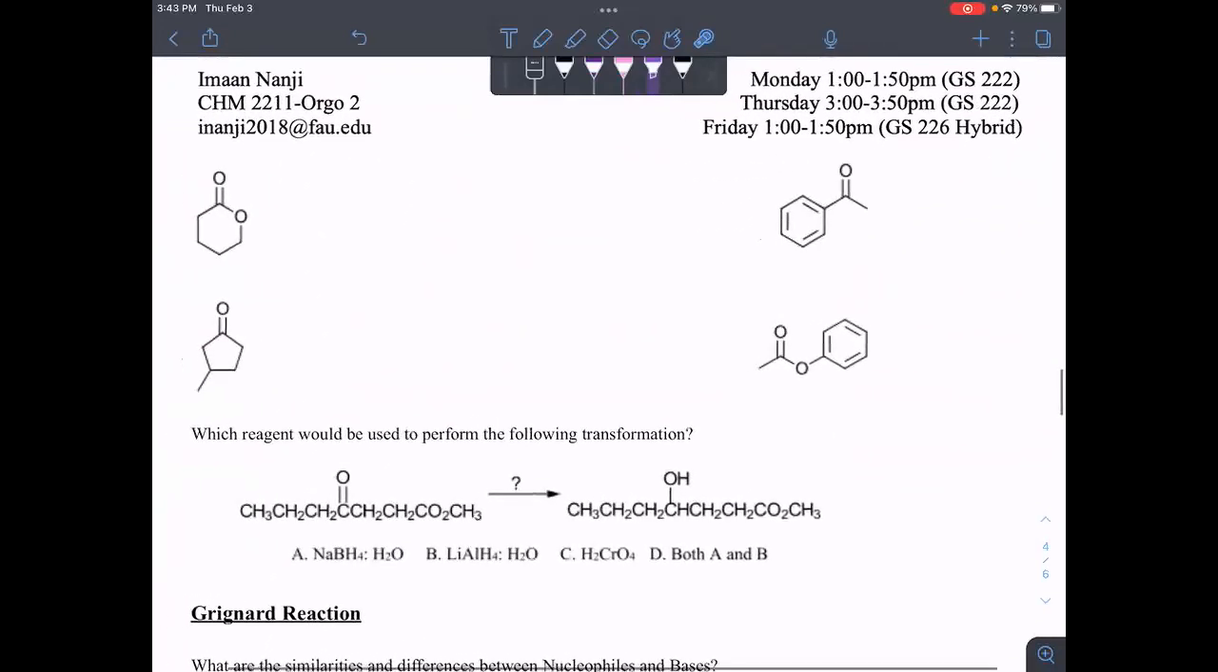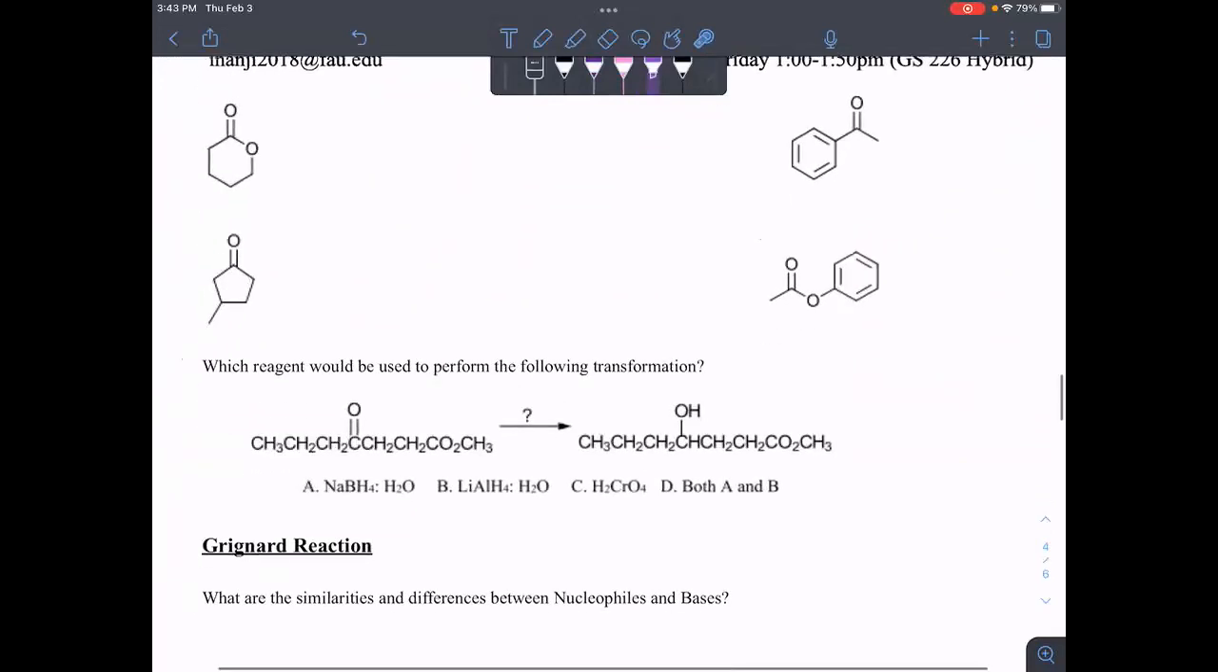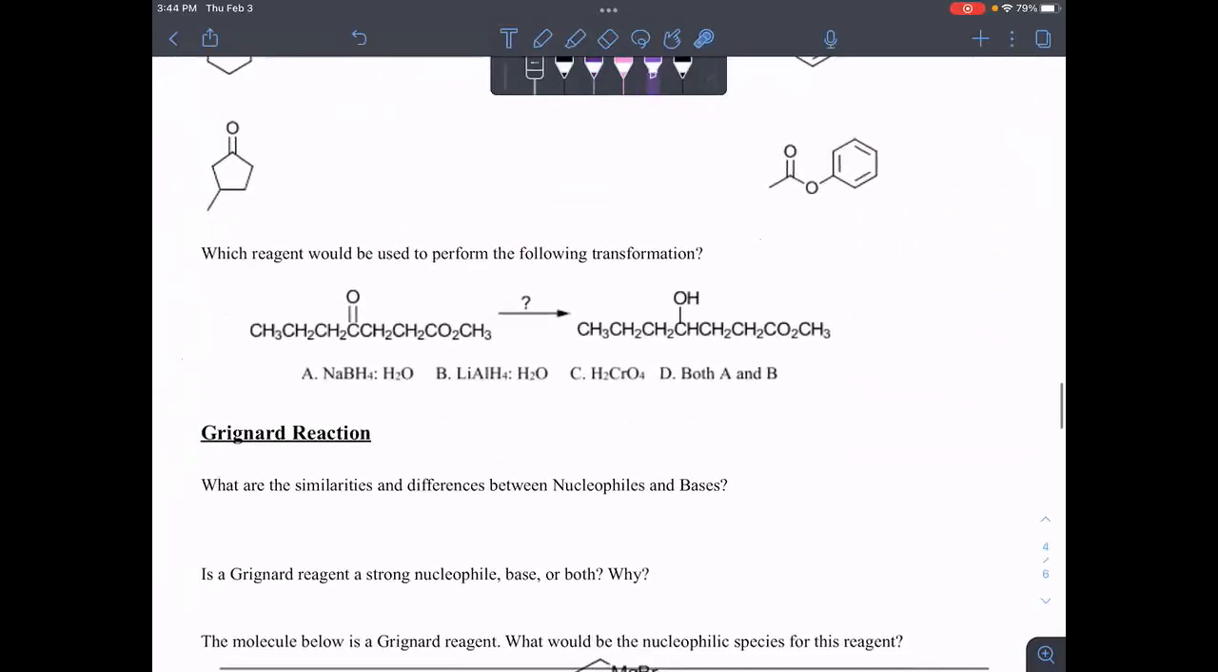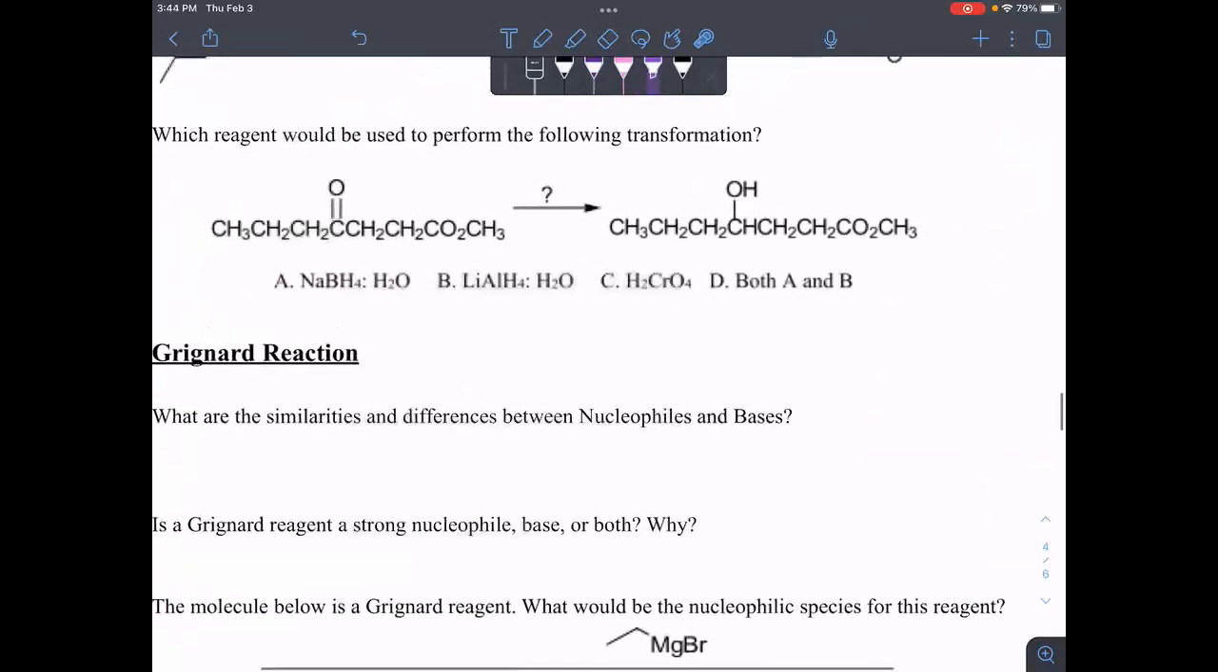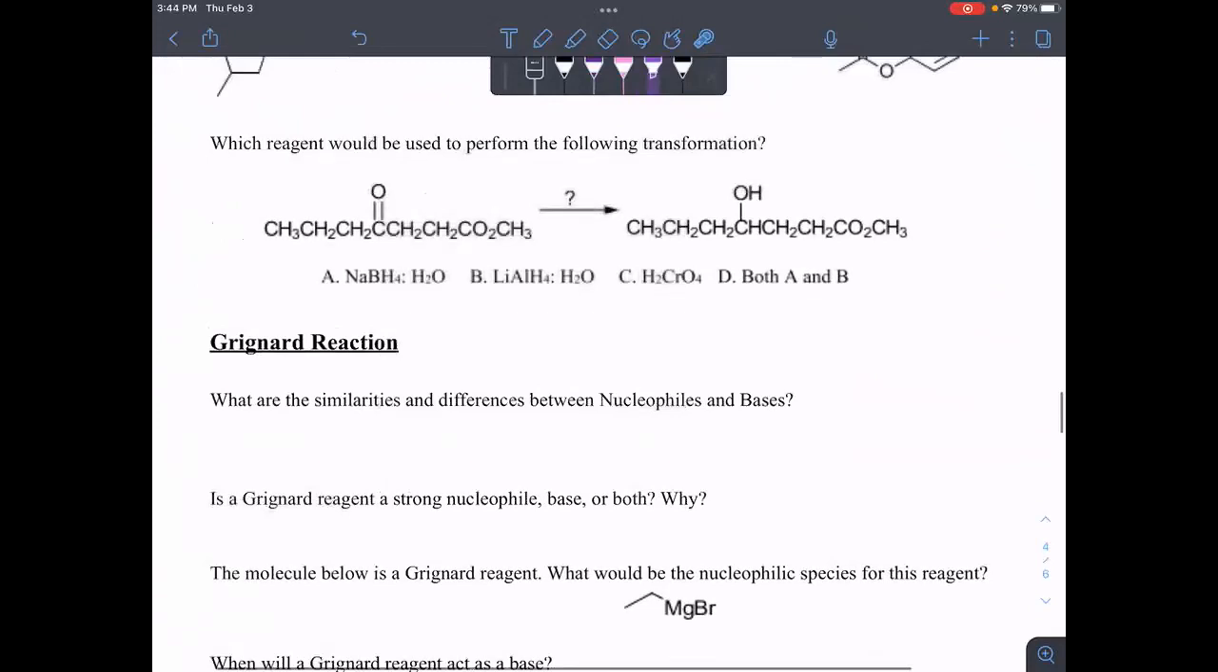Now we have these 4 practice problems, but they take forever to do, so I'm just going to skip those for today and we'll revisit it. But let's do this one. Which reagent would be used to perform the following transformation? So what's the transformation that's happening here?